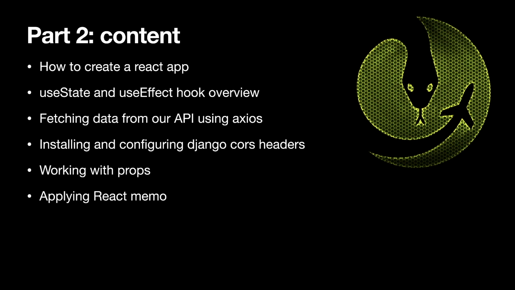And the content plan for this particular part is how to create a React application. We will take a look at the useState and useEffect hook and how they work. We are going to attempt to fetch the data from our API using axios. However, we will at first fail. And then we will need to install and configure Django CORS headers in order to fix this. And we will later work with props and also apply React Memo. So this is the content plan for this particular part. Hope you guys enjoy it, and let's get started.